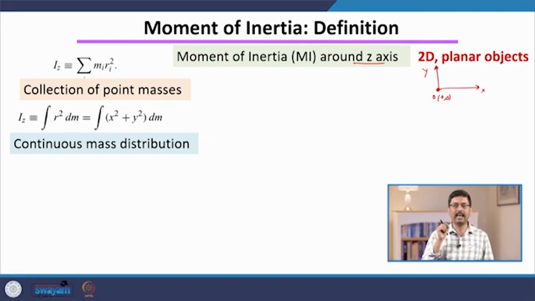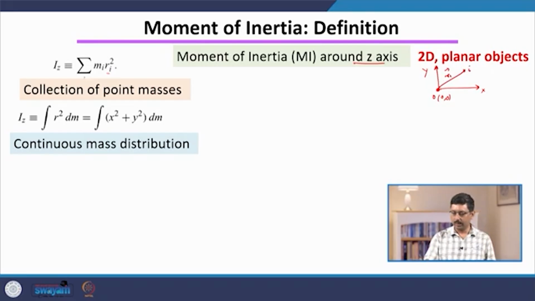Second is what is the axis of rotation, the fixed line about which the body is rotating, and we must specify these 2 points. So, here moment of inertia about the z axis is given by this formula for a collection of point masses. So, this is the Ri, which is the distance of a point mass from the axis.